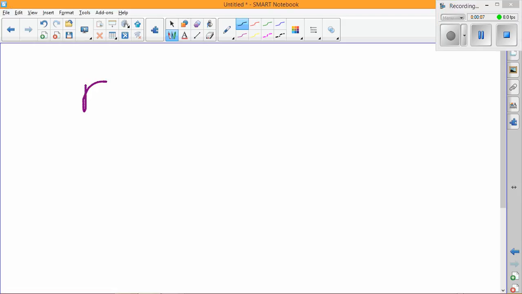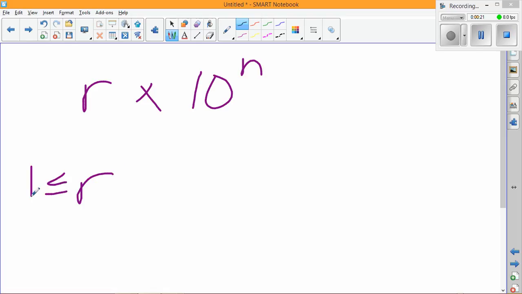This lesson was about scientific notation, and scientific notation is written in the form of a number times 10 to a power, r times 10 to the nth power. And r has to be greater than or equal to 1, and it has to be less than 10. It's not going to be equal to 10, but it's going to be between 1 and 10, not equal to 10.